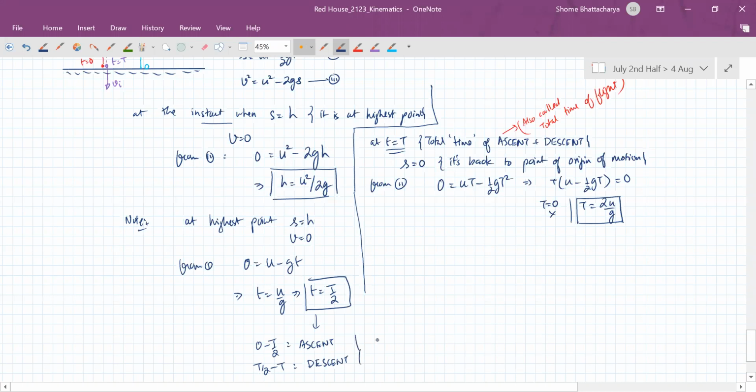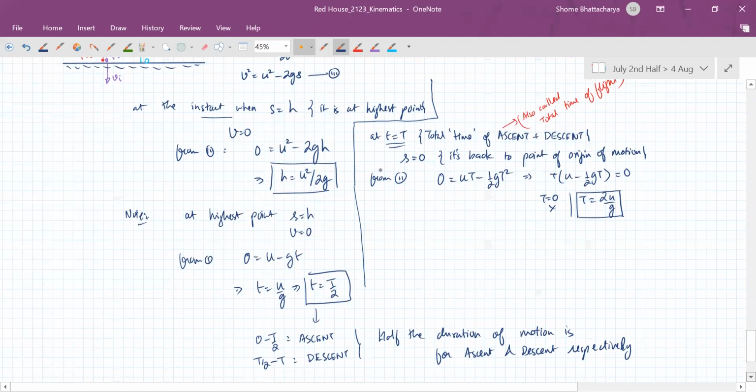Okay. So half the duration of motion is for ascent and descent respectively. It exactly divides it into symmetrical halves.